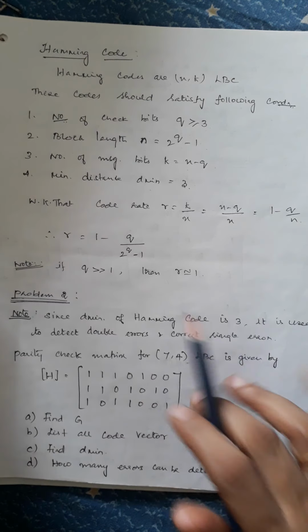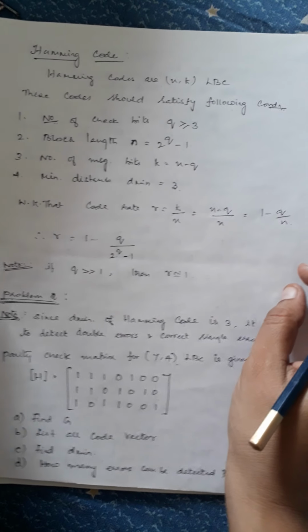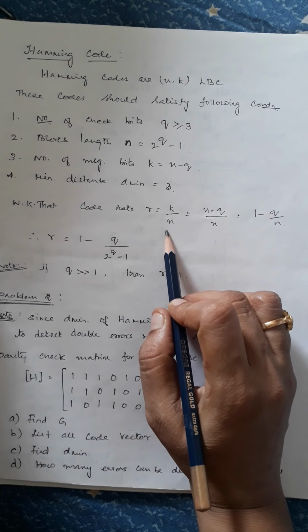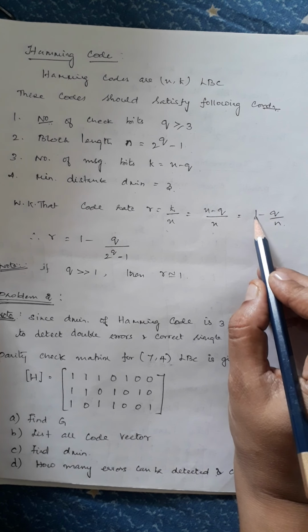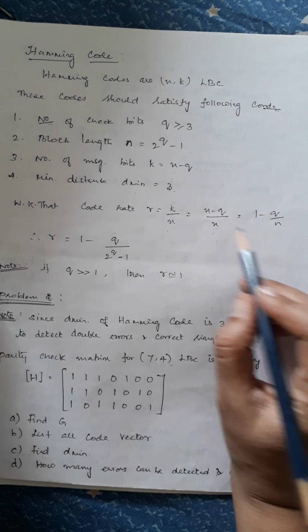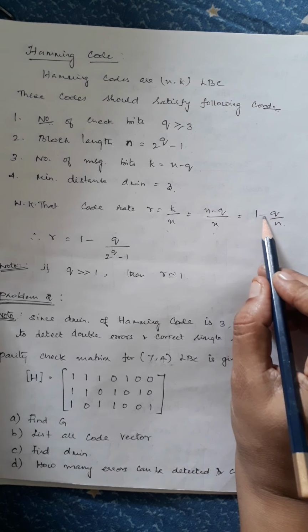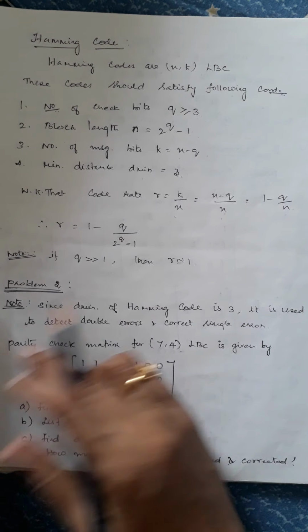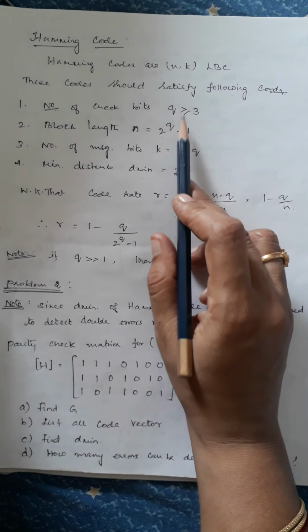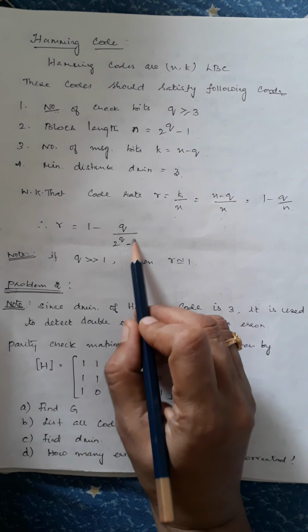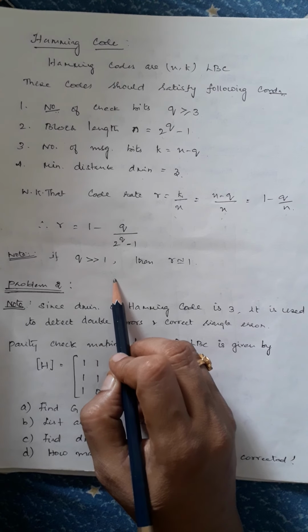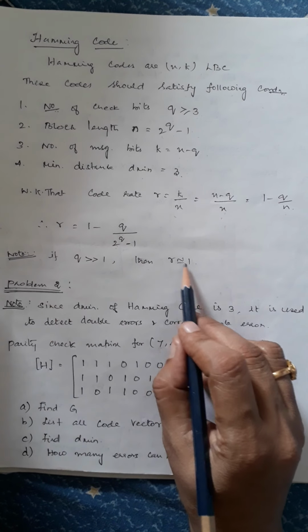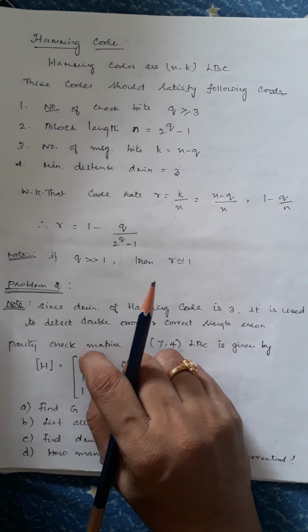Okay. So we know what the code rate is. Code rate r is equal to k by n, which is (n minus q) by n. You just divide each and every element. So it is 1 minus q by n, where n is 2 to the power of q minus 1. If q is very much greater than 1, then r will be approximately equal to 1.